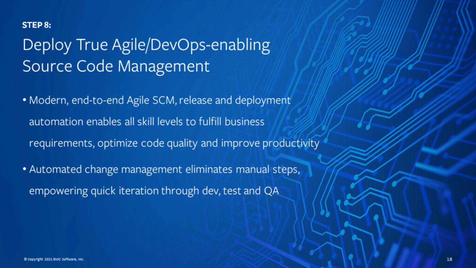So the next step is deploying true Agile DevOps-enabling source code management. Now, Rick, why is source code management so critical in an automated software delivery system? Well, if you think about all of the activities and functions and tasks that a typical SCM provides, let's talk about that. It gives you the ability to, first of all, manage your source code. So that's where a lot of that software delivery work begins.